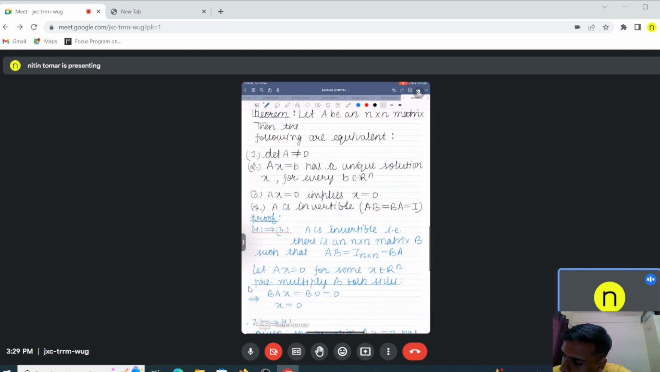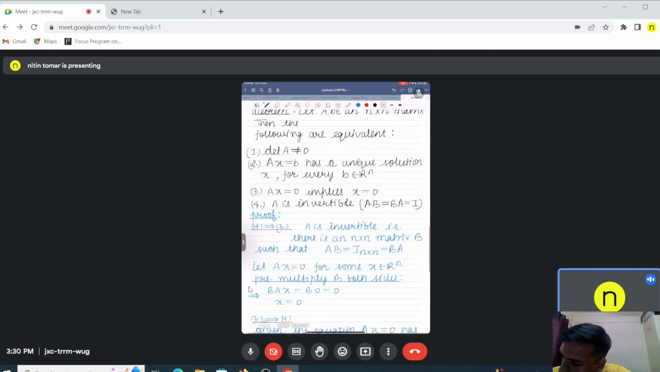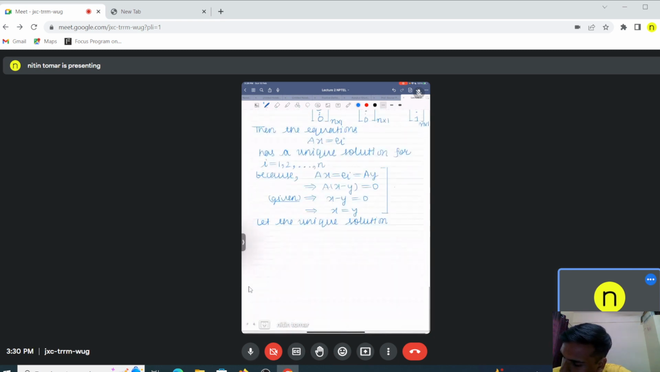Let me put it like this. Let the unique solution be xi. So what we are saying is, anything that solves this equation, the solution is xi. Are you getting my point? The notation is what I am trying to explain. Something like this I am trying to say.